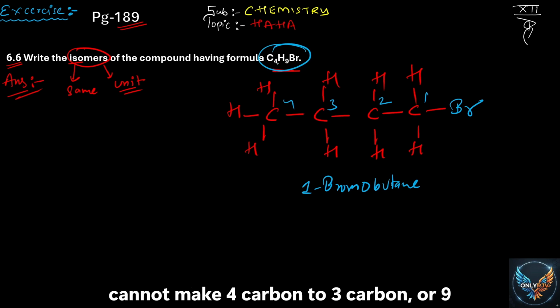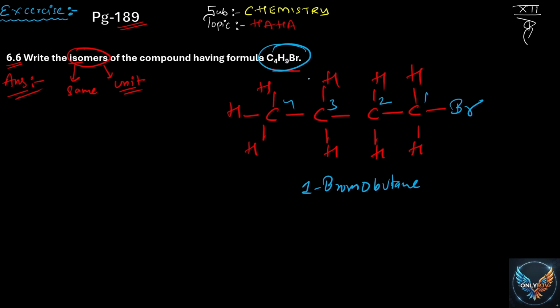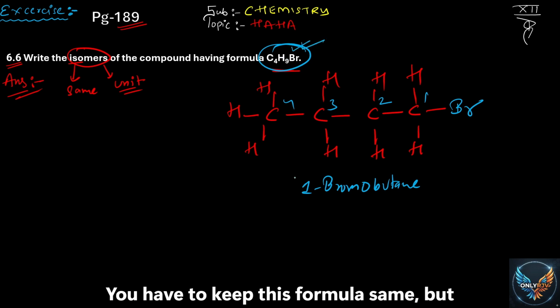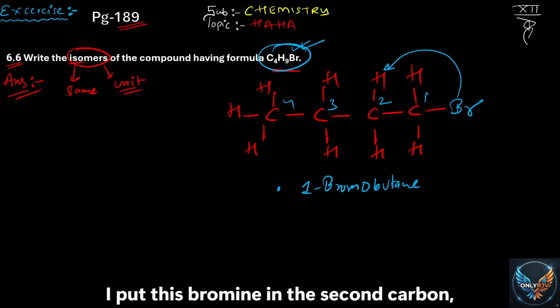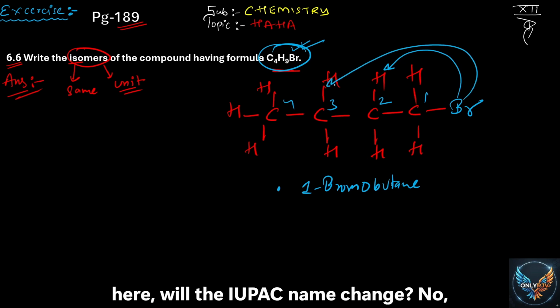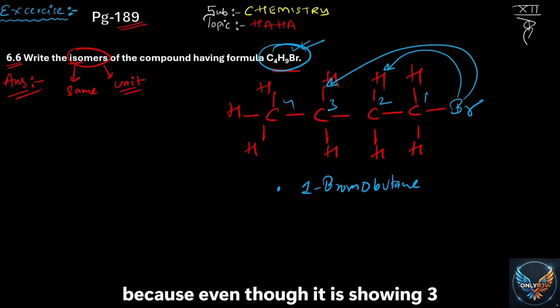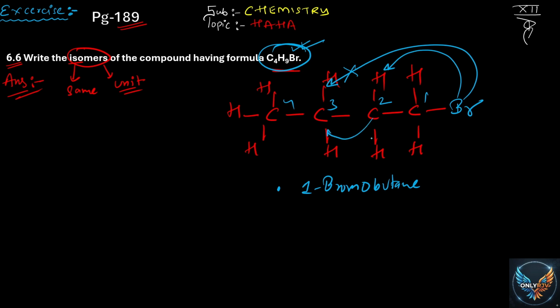The molecular formula you cannot change. You cannot make 4 carbon to 3 carbon, or 9 hydrogen to 8 hydrogen. You have to keep this formula the same, but the IUPAC name should change. Suppose I put this bromine on the second carbon, will the IUPAC name change? Yes, it will become 2-bromobutane. But if I put it here, will the IUPAC name change? No, because even though it is showing 3-bromo, that time you will do the counting from here. This is not the case. If I put one carbon below as a branch, yes, this is possible.